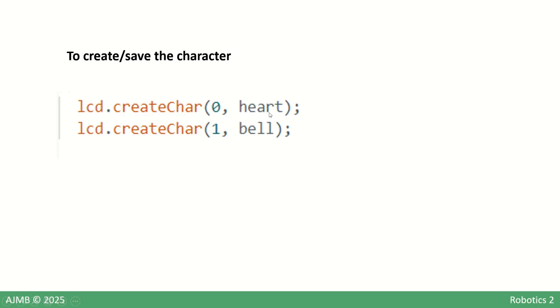The second parameter of the lcd.createChar function is the name of the custom characters that you designed from a while ago. So these two lines of code are creating or saving the character, the heart icon that you created, and the bell icon that you created a while ago.